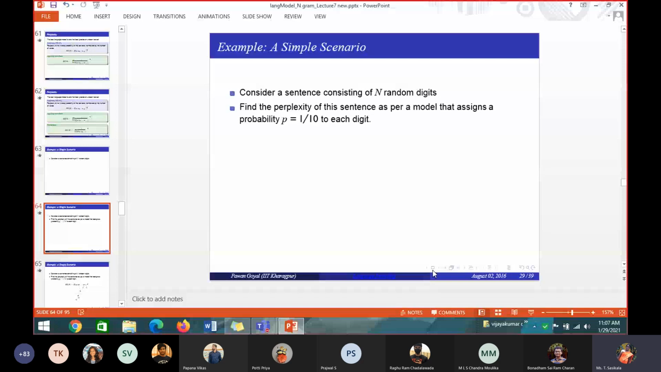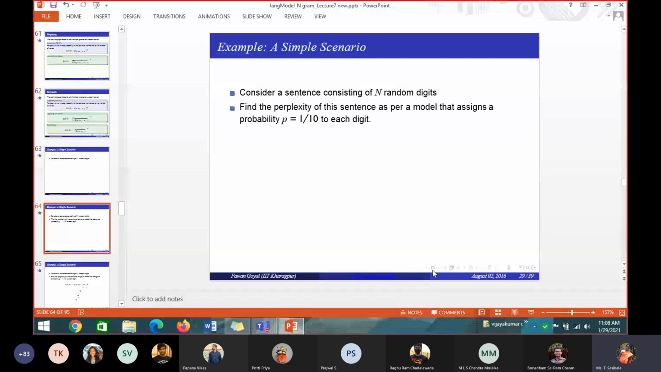How many digits do I have? I have a sentence having how many digits? 1, 2, 3, 4, like that. How many random digits do I have? N, ma'am. N digits. Consider a sentence having n digits. Find the perplexity of the sentence as per the model. So I have one model, and I want to find the perplexity for the given sentence using that model, the sentence having n random digits.